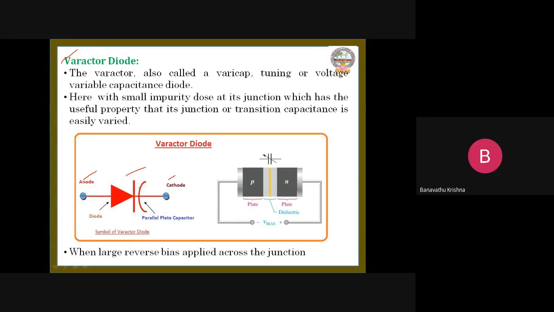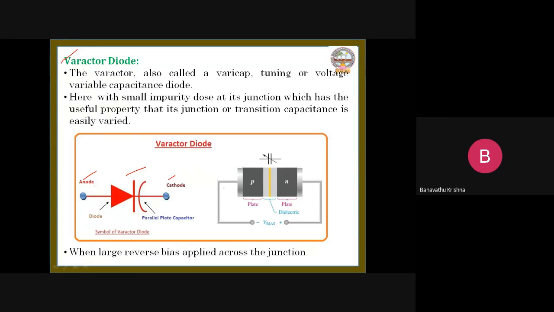Here across the junction, we can add a small impurity dose at the junction. Here, the transition capacitance can be easily varied. Whenever we add small impurities, or diffuse them across the junction, then the capacitance property will be easily variable. And here, the Varactor diode works in reverse bias condition. By using this reverse bias condition, how the capacitance increases and decreases, how it can be variable, we can observe here.